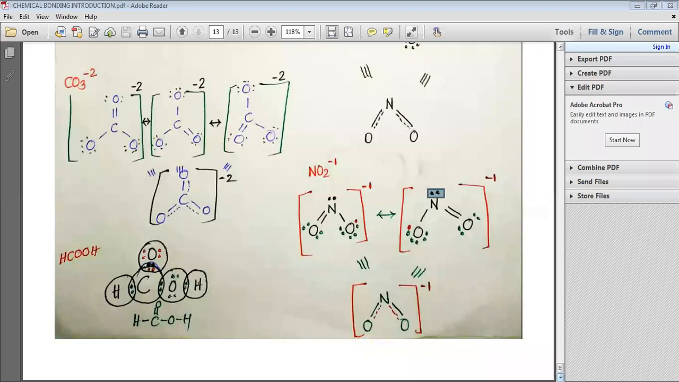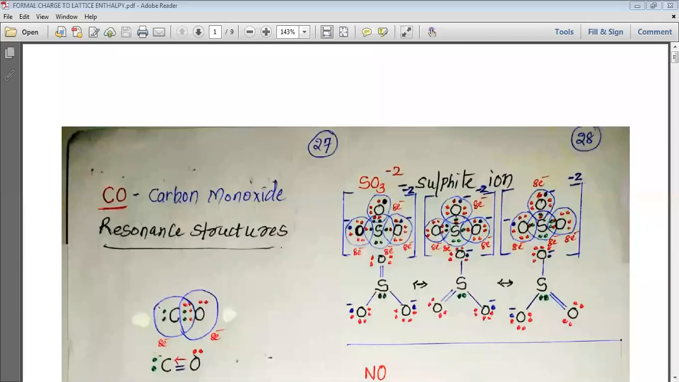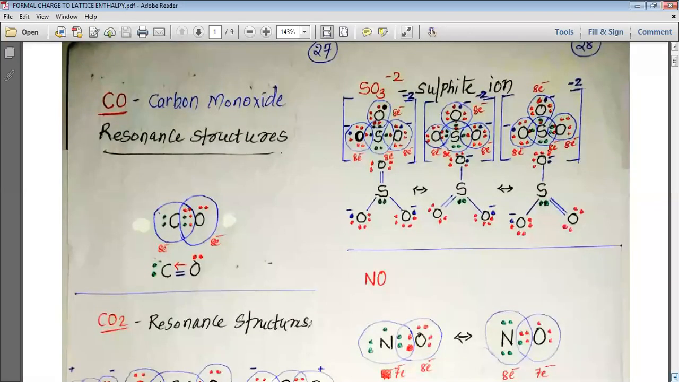As the nitrogen attains the duplet over here, we can study the NO2 and NO2 minus very well. Now let's move to the next. We should go for carbon monoxide.